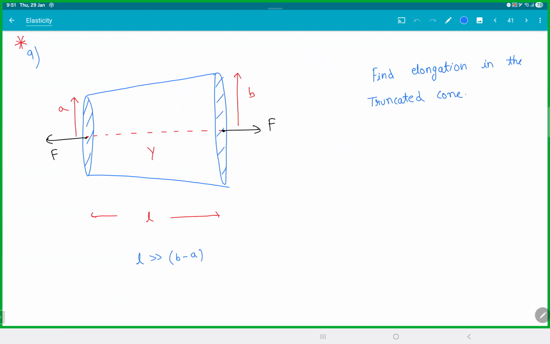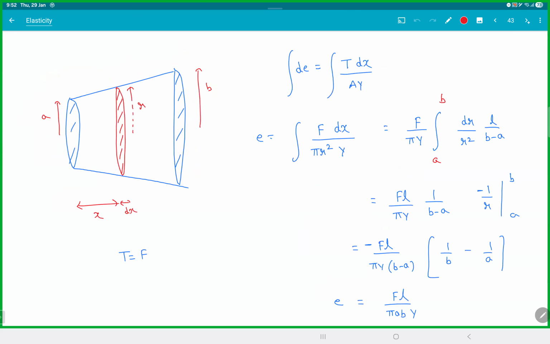So for this problem, you can learn the result by heart. The elongation is FL by pi AB. So the area comes as if it is a geometric mean. The effective radius comes as a geometric mean of A and B. Again, this is valid because Y is constant and tension is constant. If you mess up Y is equal to Y naught x, you're gone. This will not work. You have to integrate the whole thing again.